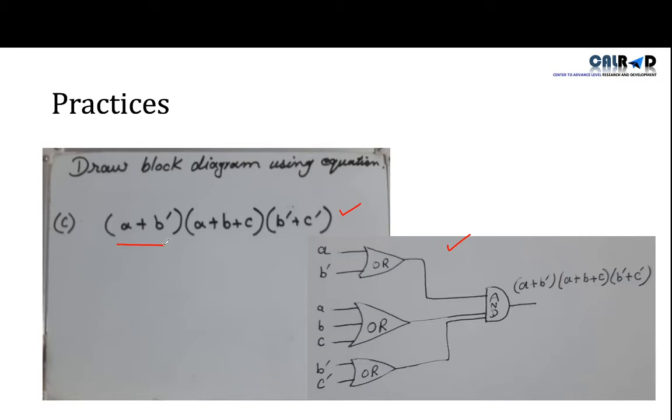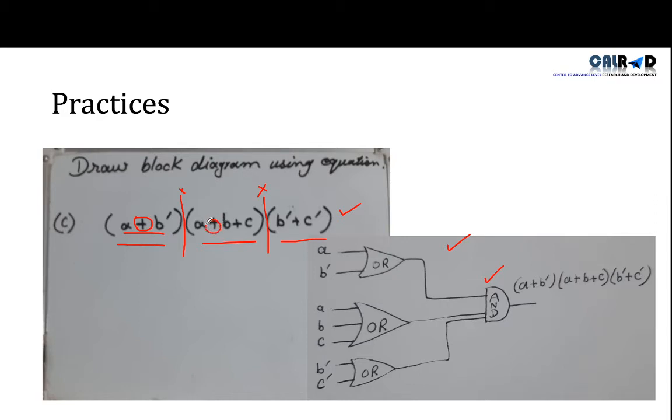So there are 3 equations shown: A plus B bar, A plus B plus C, and the third one is B bar plus C bar. So this means there will be 3 input main gates, and all these gates' outputs are multiplied. So this means for multiplication in the final we will use an AND gate, and because these 2 inputs are in sum, so we will use an OR gate.